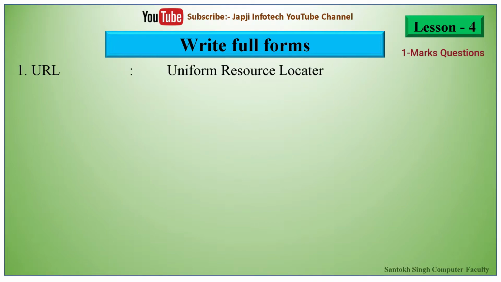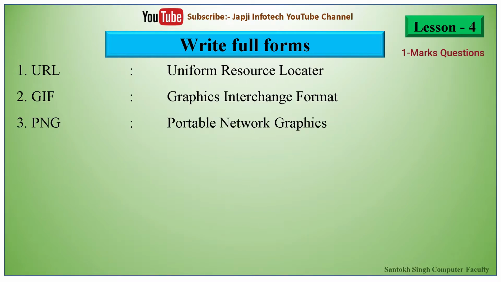URL stands for Uniform Resource Locator. Second one is GIF. GIF stands for Graphics Interchange Format. And third one is PNG. PNG stands for Portable Network Graphics. Fourth one is JPEG. So JPEG stands for Joint Photographic Expert Group.